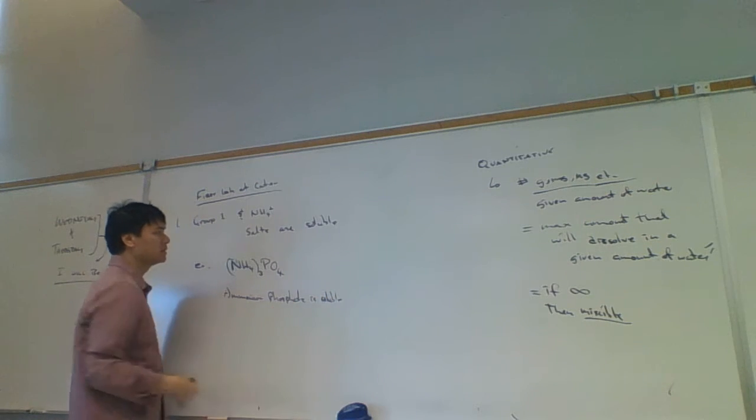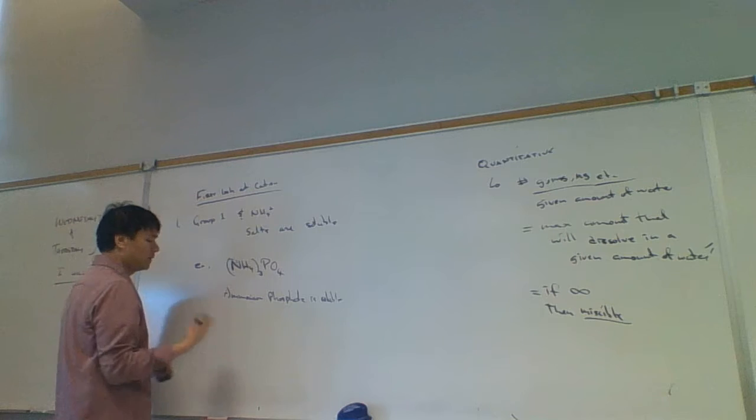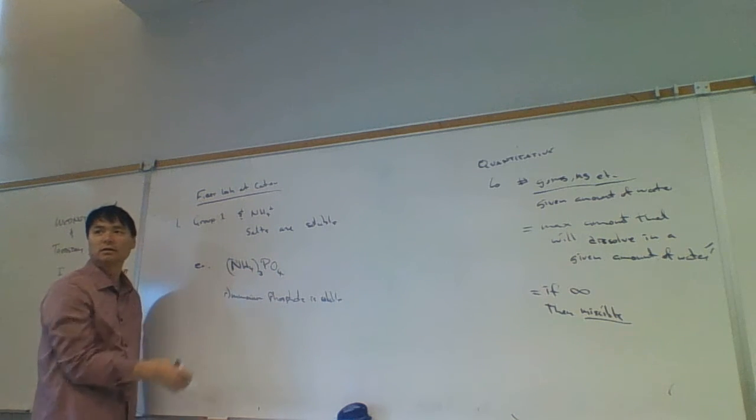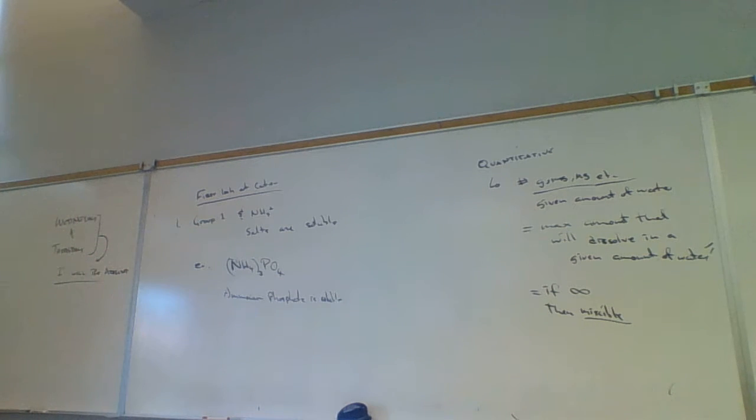It doesn't matter what it's attached to. It could be attached to any other anion. As long as the cation is one of these, then it's soluble. So that's a salt. This is what we consider a salt. Basically, a salt is an ionic compound that's not an acid. It's a salt.